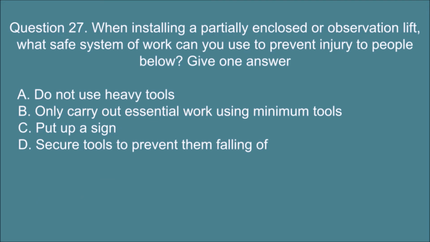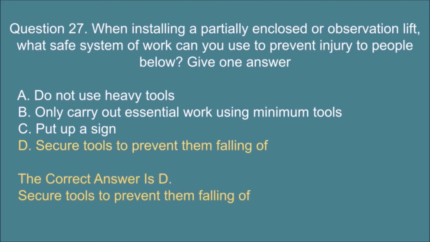Question 27. When installing a partially enclosed or observation lift, what safe system of work can you use to prevent injury to people below? Give one answer. A. Do not use heavy tools. B. Only carry out essential work using minimum tools. C. Put up a sign. D. Secure tools to prevent them falling off. The correct answer is D. Secure tools to prevent them falling off.